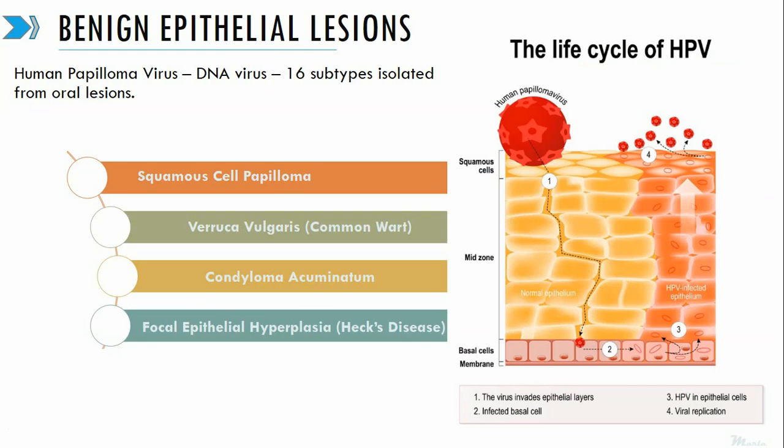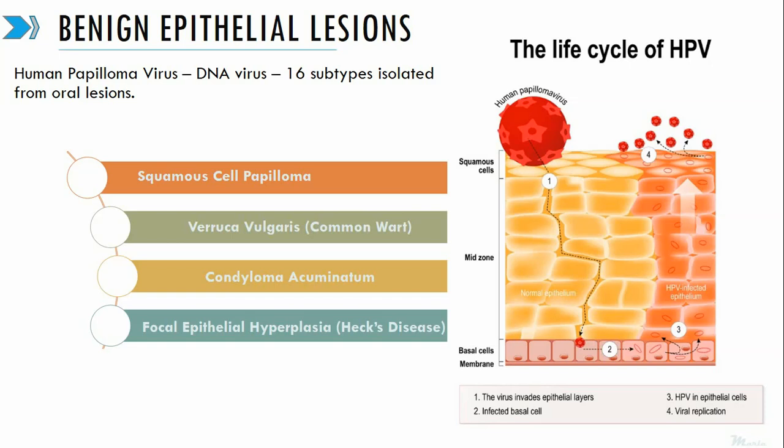A list of benign epithelial lesions are known to us. The most common among these are caused due to human papilloma virus. Human papilloma virus is a DNA virus out of which 16 subtypes have been isolated from oral lesions. The common benign epithelial lesions associated with human papilloma virus include squamous cell papilloma, verruca vulgaris, which is also known as common wart, condyloma acuminatum, and focal epithelial hyperplasia. Focal epithelial hyperplasia is also referred to as Heck's disease.